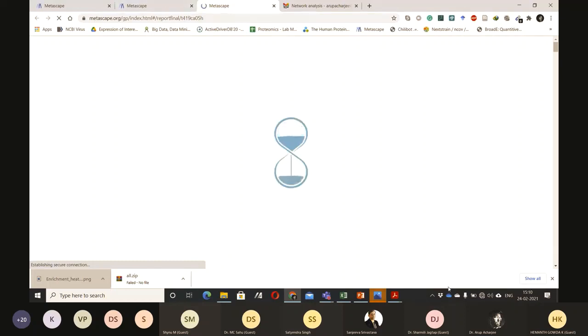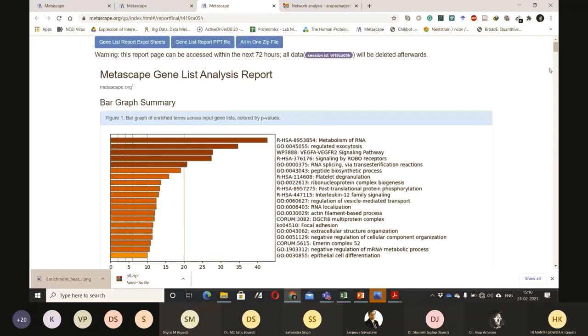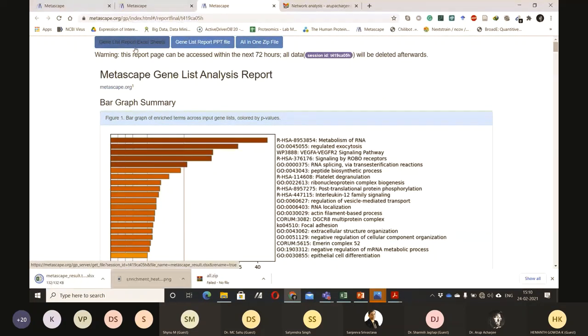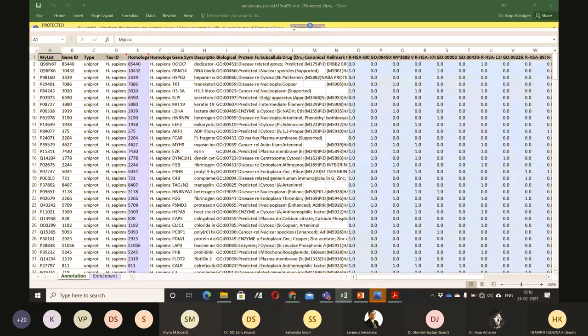And what we basically get there is a zip. So you can see it will also generate the list in 3 different formats. One is the gene list report Excel sheets. Then there is a gene list report PowerPoint file and the all-in-one zip file. Let's see what is there. If I click on the gene list report Excel sheet, it will open an Excel sheet.